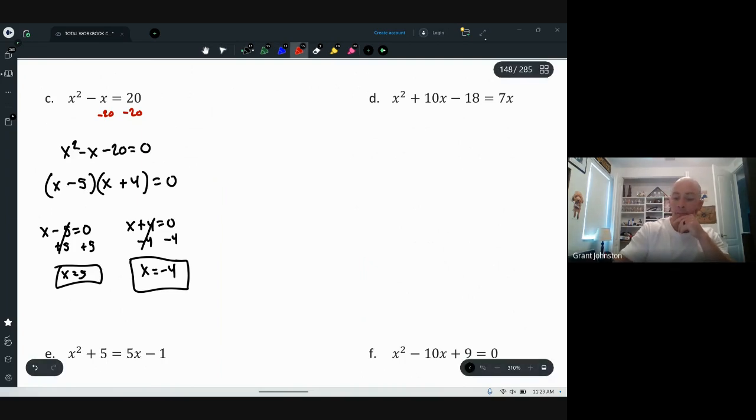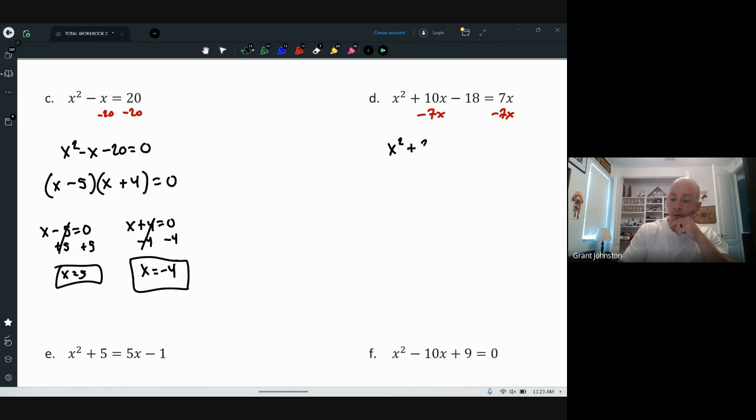On letter D, it's got to be set equal to 0. I'm going to subtract 7x. Get rid of that. Subtract it from its like term on the other side. So now I have x squared plus 3x minus 18 equals 0. Now I can factor it. Multiplies to negative 18, adds to positive 3. That would be positive 6 and negative 3.